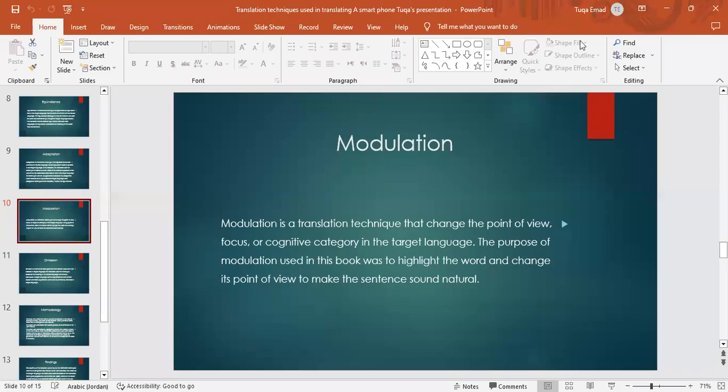Modulation is a translation technique that changes the point of view, focus, or cognitive category in the target language. The purpose of modulation used in this book was to highlight the word and change its point of view to make the sentence sound natural. Modulation can also mean translating a word or sentence that is the opposite of the source language to give a different point of view.